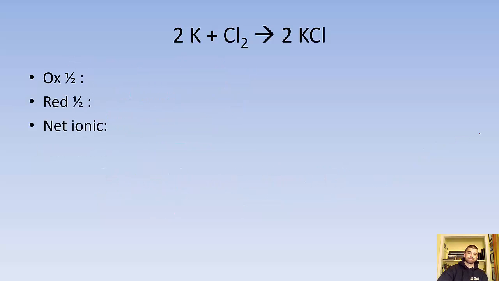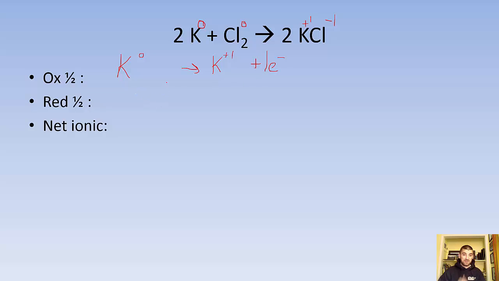All right, let's do another one. 2K, K is by itself, so it's 0. Cl2, just chlorine, it's 0. K becomes K plus 1, and chloride has to be minus 1. All right, well, what was oxidized? The K went from 0 to plus 1, and it did that by losing 1 electron.